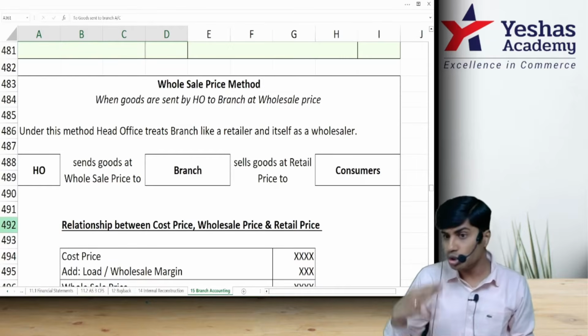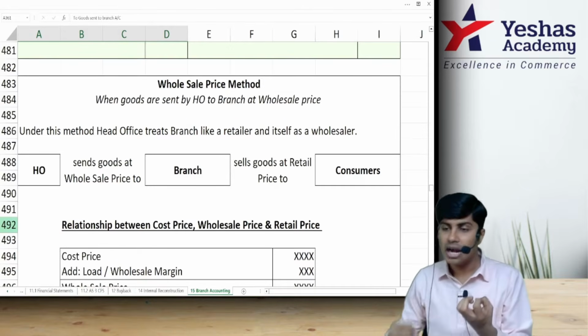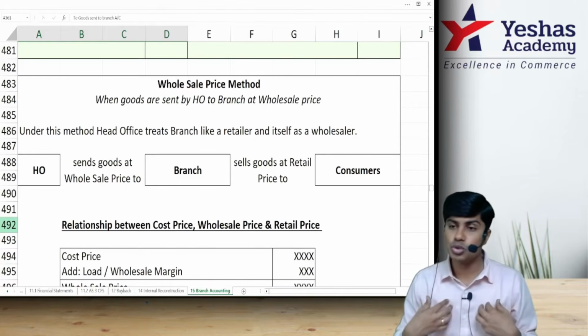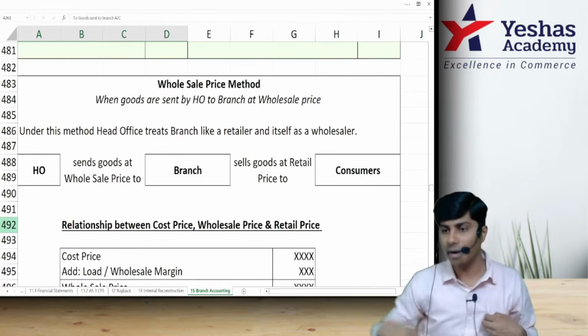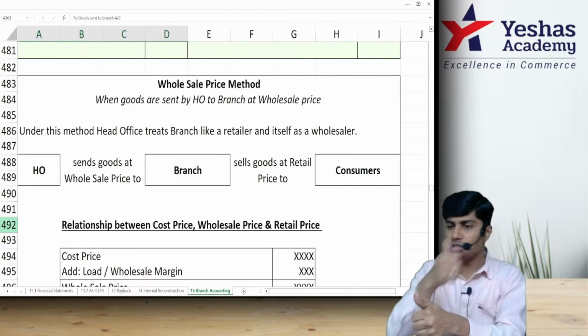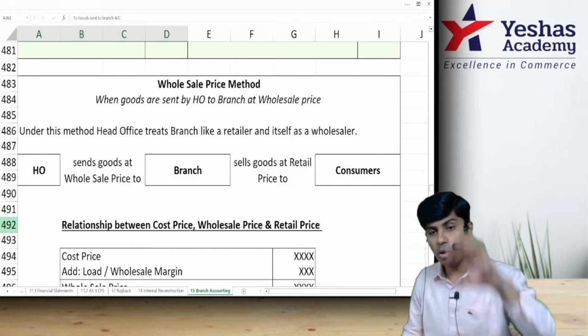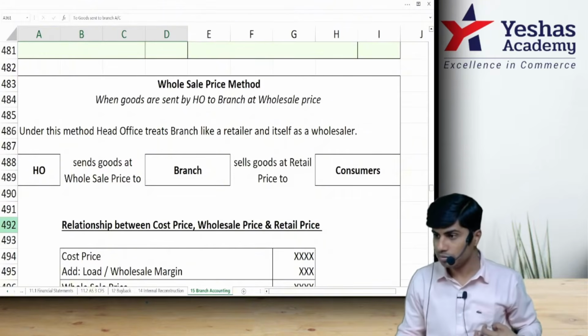Head office, usually if the cost was 100 and if it was sold to end customer at 150 by the branch, head office used to book 50 rupees profit through the branch. Cost 100, branch sold it for 150, branch will book 50 rupees profit. Head office used to book branch profit in its P&L account.